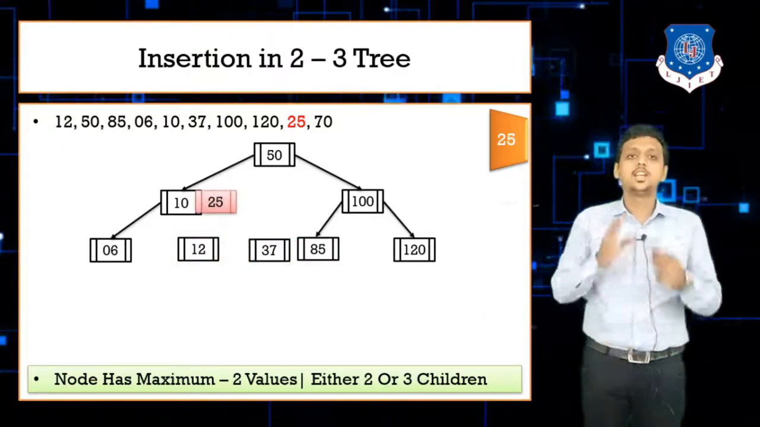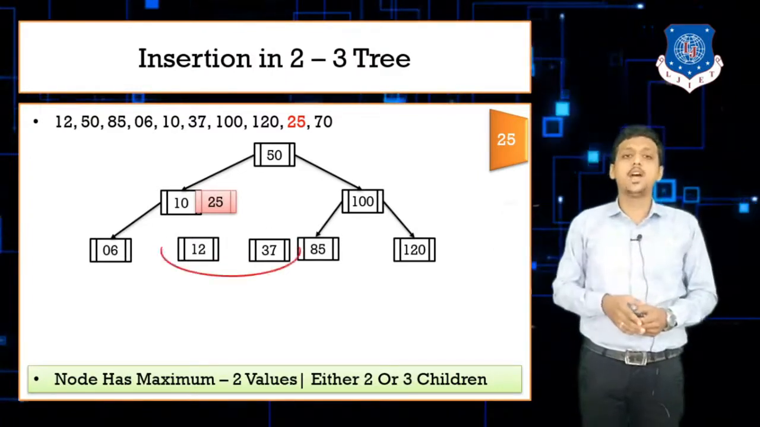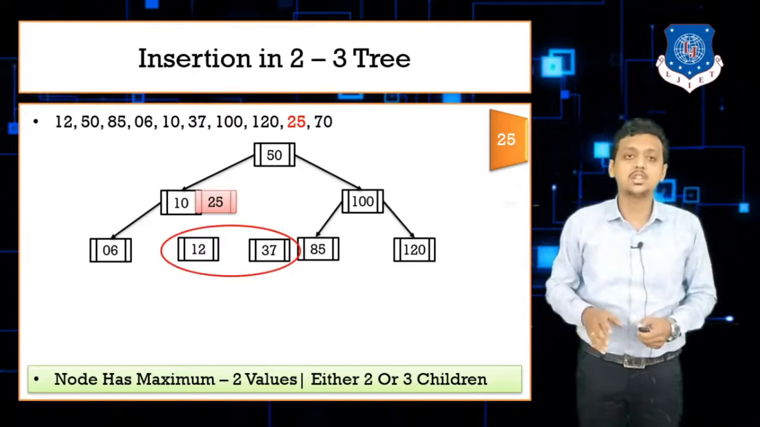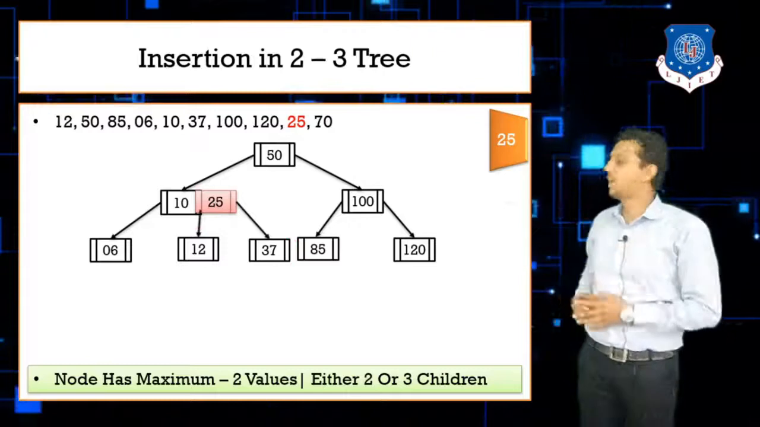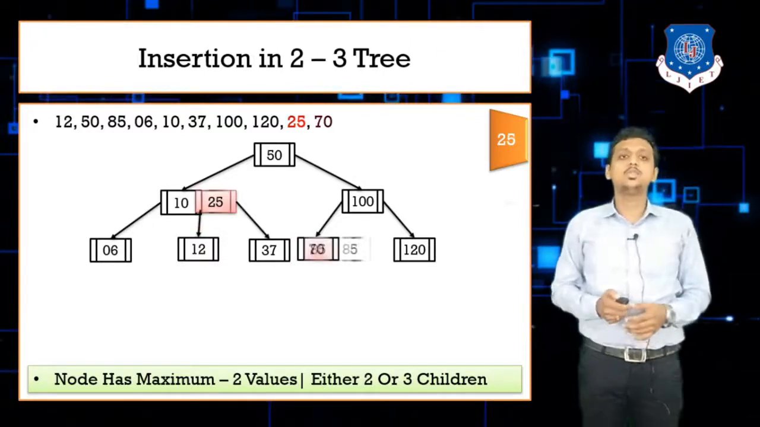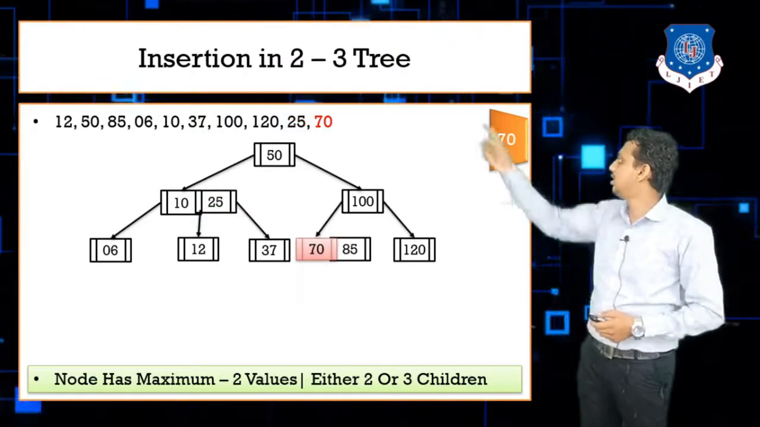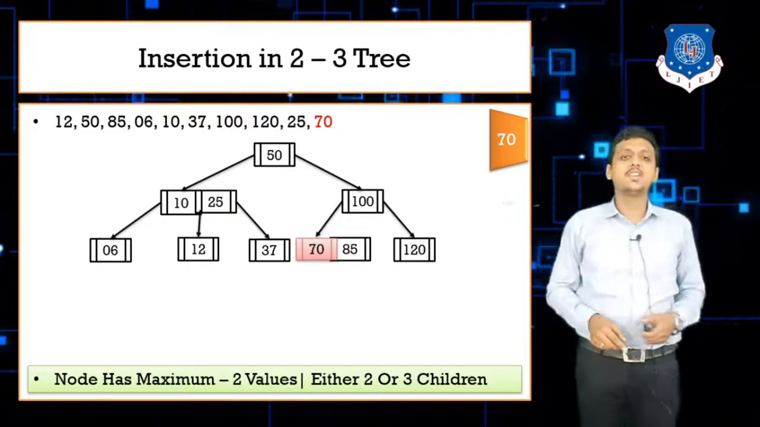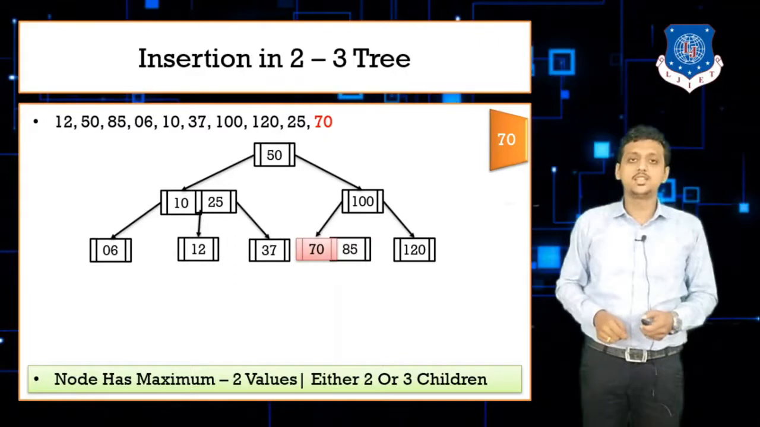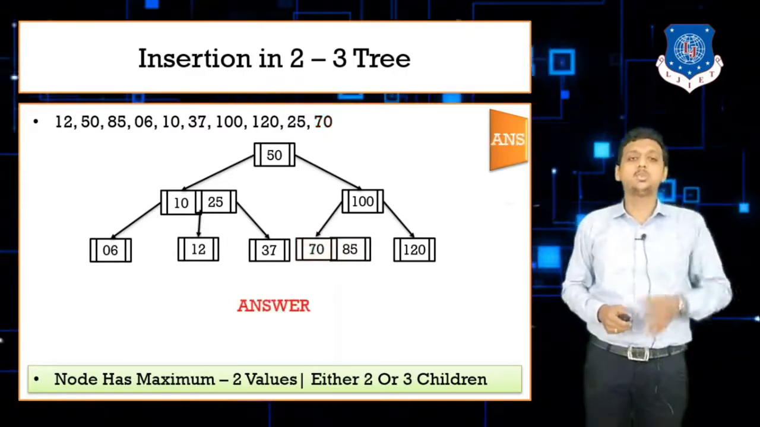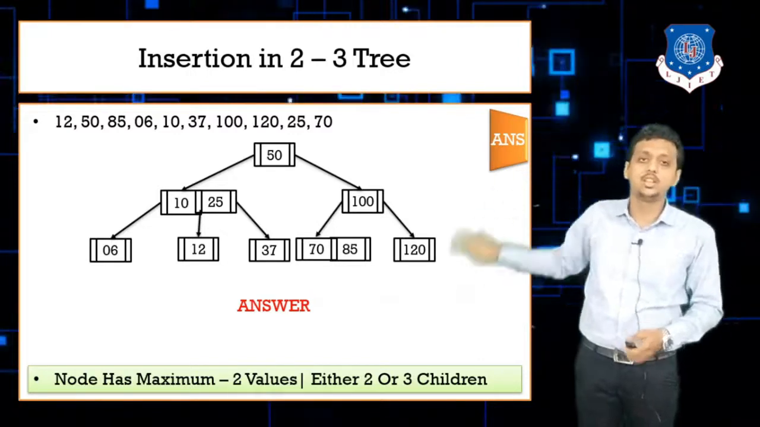So here it is. 10 and 25 are just going to combine together. In the middle of 10 and 25, I have 12. On the right side of 10 and 25, I must have 37. Okay, so that is my final answer. Next, we have 70 with us. So 70 can be easily inserted on the left of 100, where I have 85. So it will be situated with 85. So 70 and 85 are combined together, and this becomes my final answer of 233.